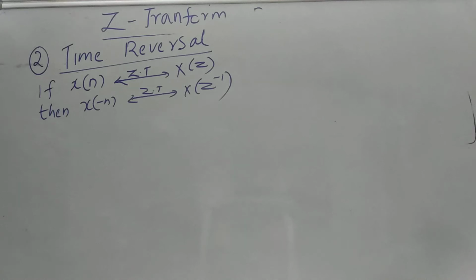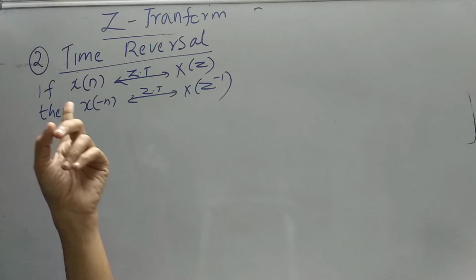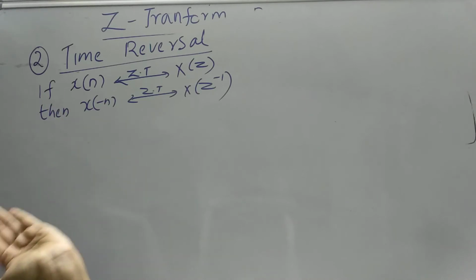So now, next, our second property is time reversal. First we talked about linearity. The second one is the time reversal. So what is the time reversal property?